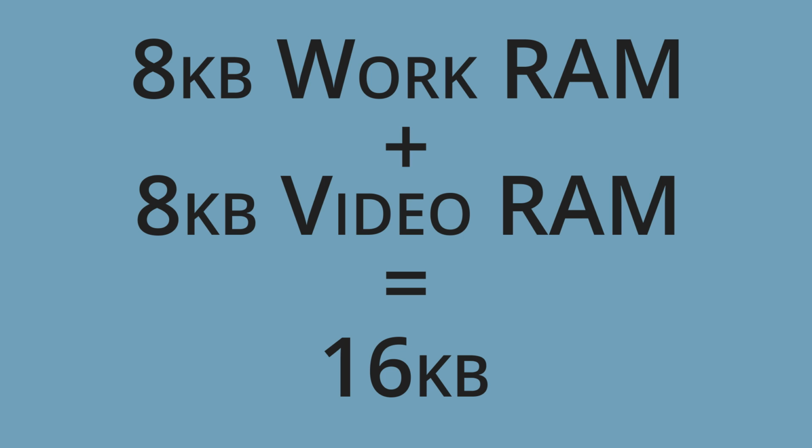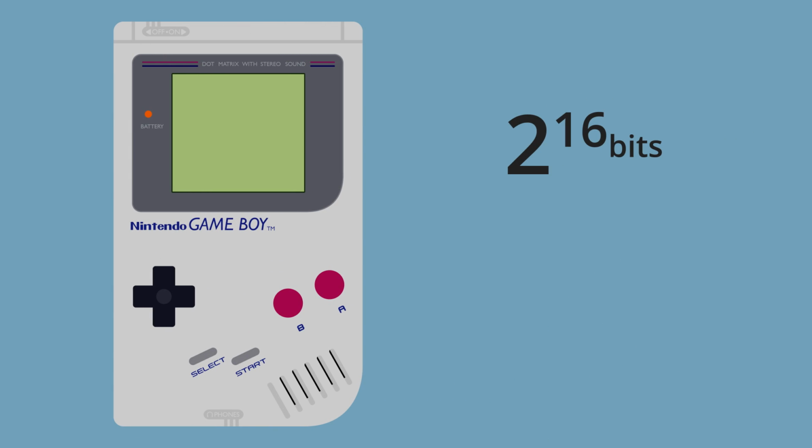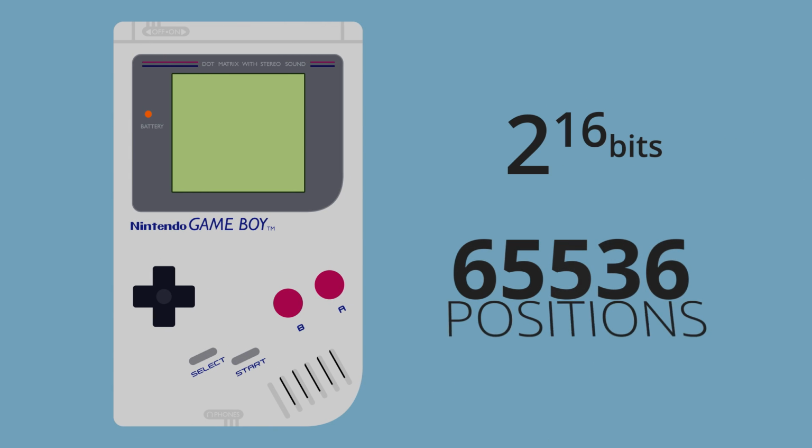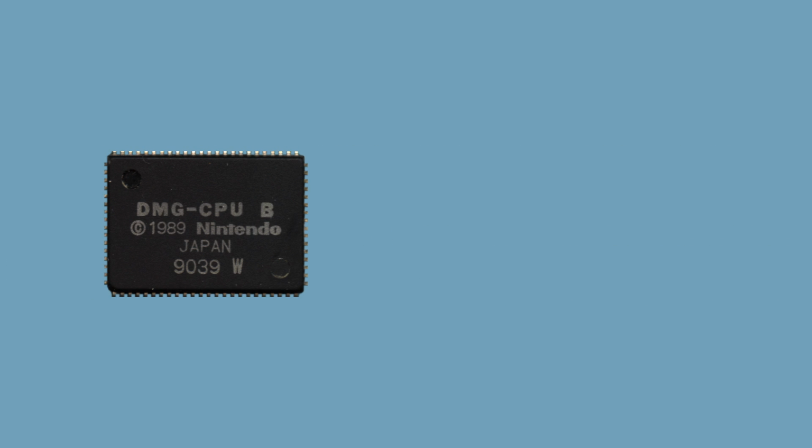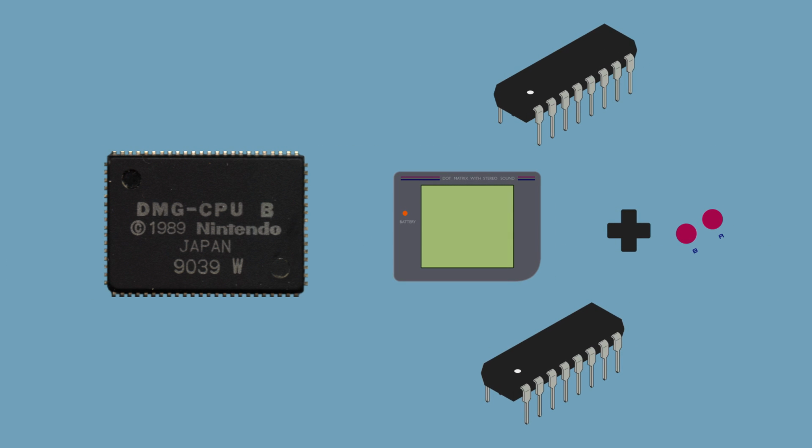Well, the answer is that while the Game Boy's 16-bit address space allows us to handle 65,536 memory positions, not all of that is actual memory. The Game Boy uses a technique called memory-mapped input-output to talk to its various components, which means that they appear to the CPU as if they were memory. Let's visualize it to make it easier to understand.